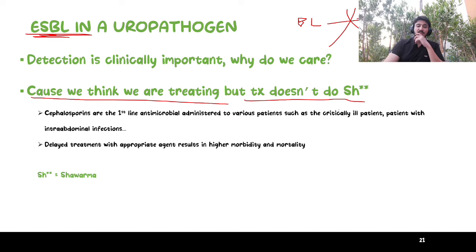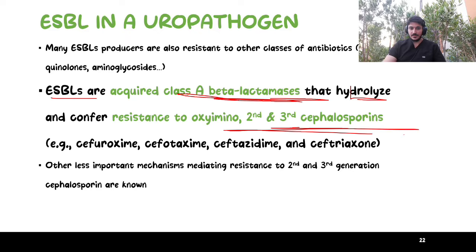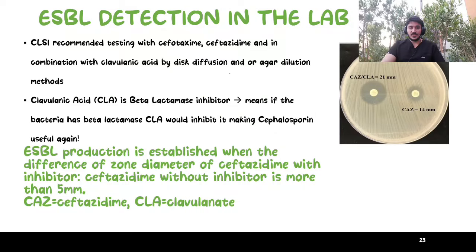So here it is. Extended spectrum beta-lactamases hydrolyze the cephalosporins, second and third generation. Usually when we have a UTI, how do we treat them? We give cephalosporins. If a bacteria is resistant to that, you can expect that the bacteria won't die and it will live for longer and be more likely to cause complications. That's why it's important.